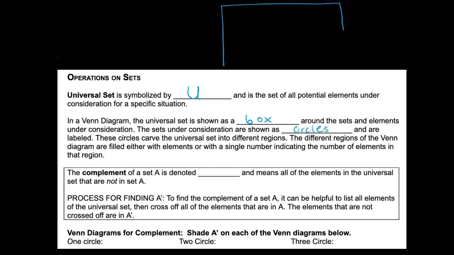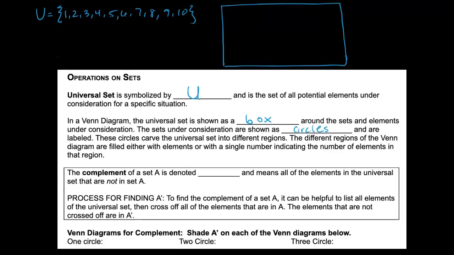So we have a box. Let's say our U, the set of all the elements that we're considering, is the numbers 1 through 10. So this box, if I'm going to diagram this universal set, is going to need to contain numbers 1 through 10. But let's say I have a couple of subsets that I want to diagram.